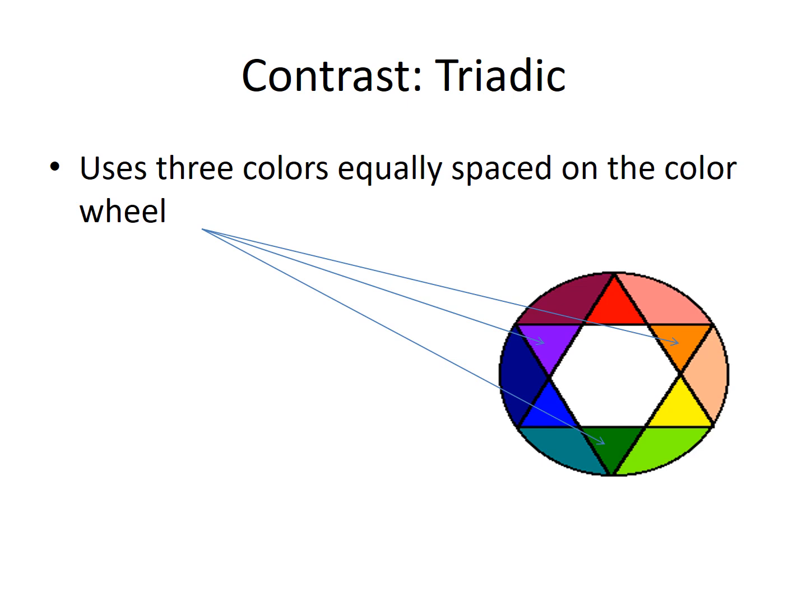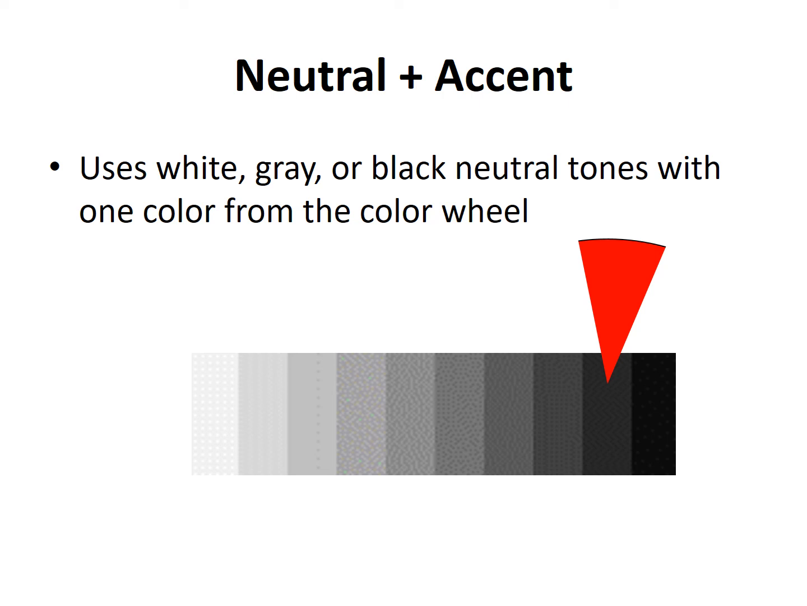It's kind of hard to see a little bit, but as you notice, you have 3 different colors that are being selected here, and they're equally spaced out on the color wheel. And then finally, you have a scheme that is known as the neutral and accent, which uses white, gray, or black, or any of these neutral tones, and then a color from the color wheel.